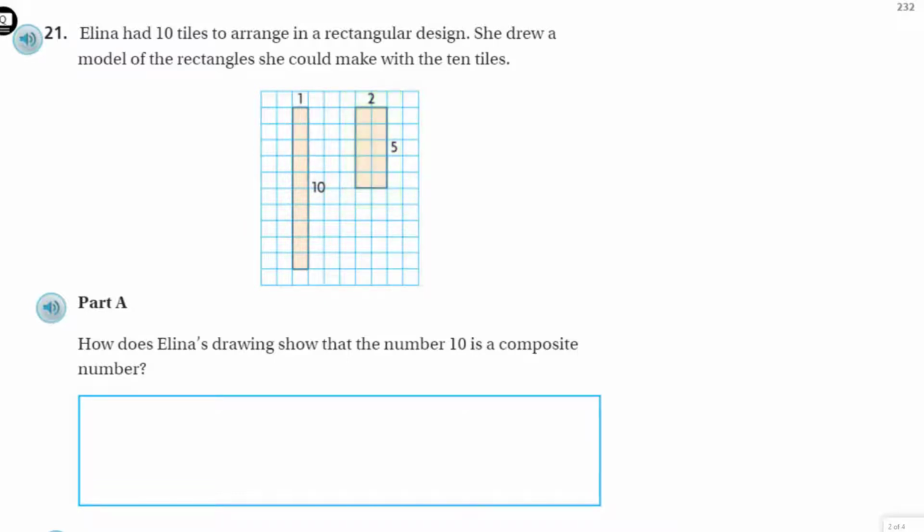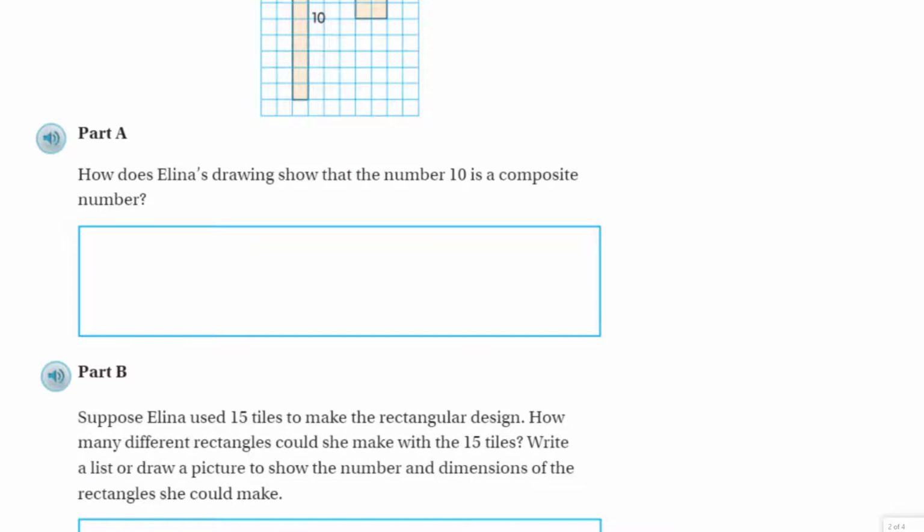I agree. Okay. So let's come down to part A. So part A says, how does Alina's drawing show that the number 10 is a composite number? Okay. I love it. Well, first of all, we know that a composite number, remember, has 3 or more factors. Okay? That's what makes a composite number. And there's a lot of them. Okay? A lot more composite numbers than there are prime numbers in the world, right? Because you can have numbers end in 2, you've got 3 being multiplied by a number to give you, so there's a lot of composite numbers.